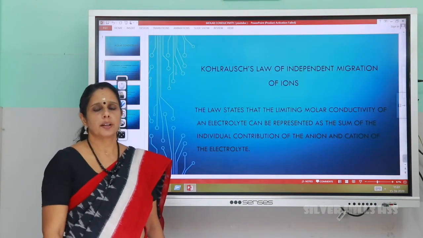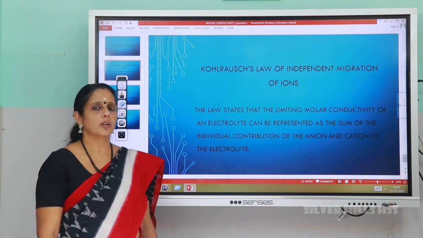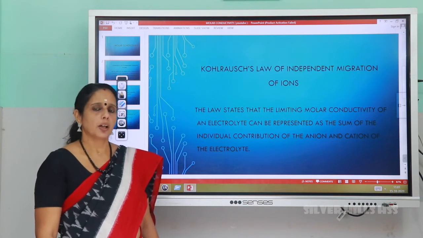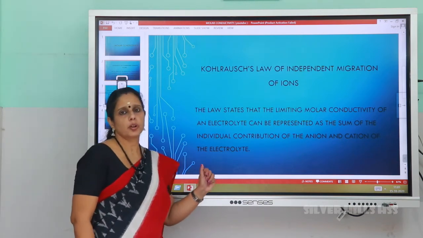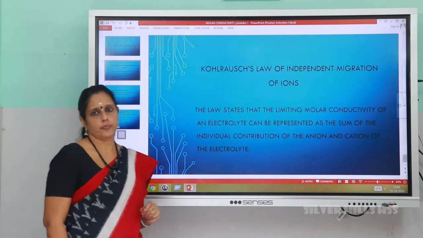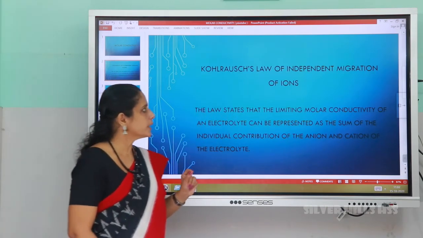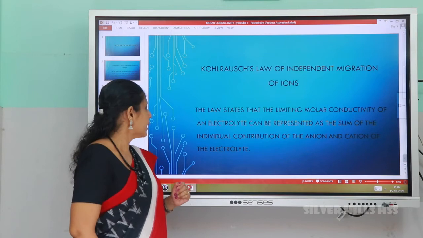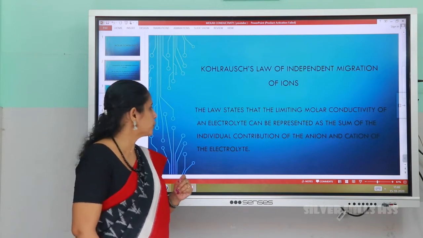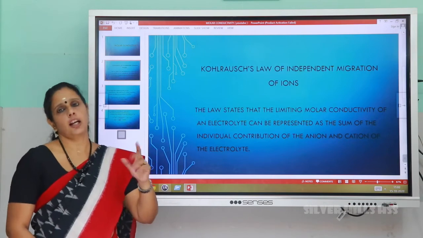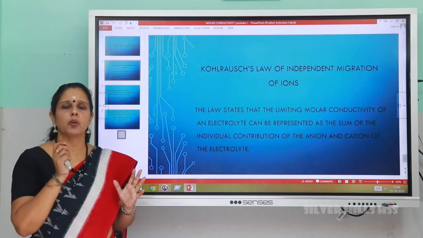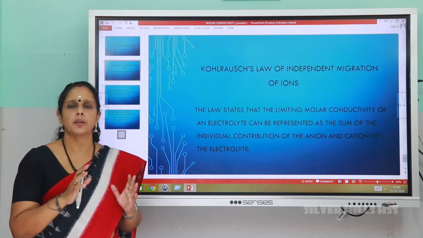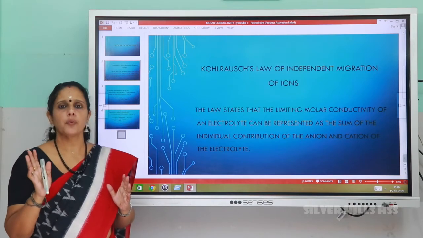The limiting molar conductivity of a weak electrolyte cannot be obtained from the graph. It can be calculated on the basis of a very important law known as Kohlrausch's law. The law states that the limiting molar conductivity of an electrolyte can be represented as the sum of the individual contribution of the anion and cation of the electrolyte. That means the limiting molar conductivity of an electrolyte is the sum of the contribution of the anion and cation. This is the statement of Kohlrausch's law.